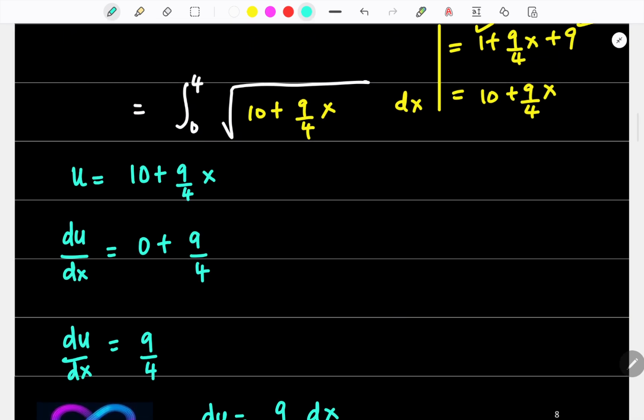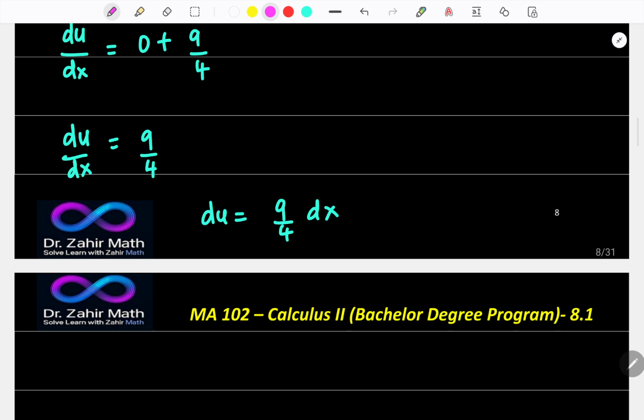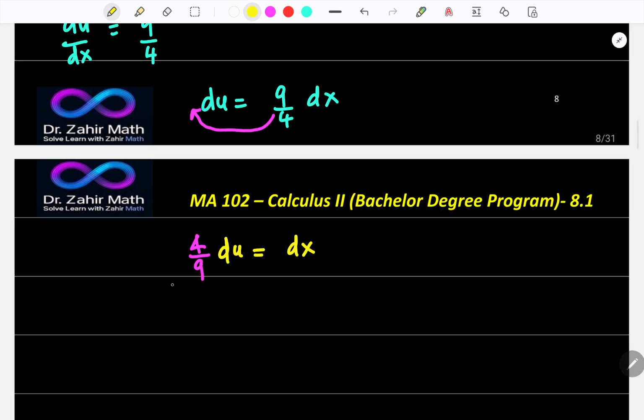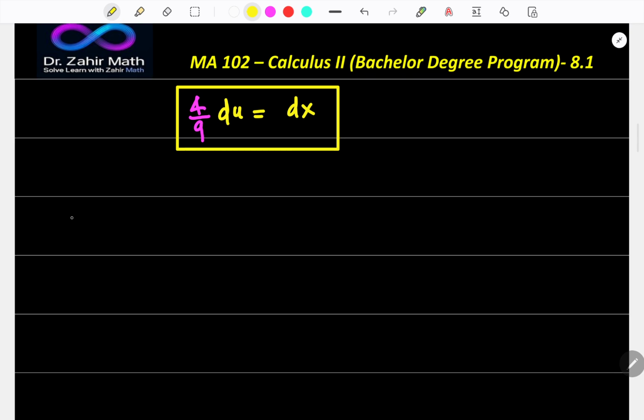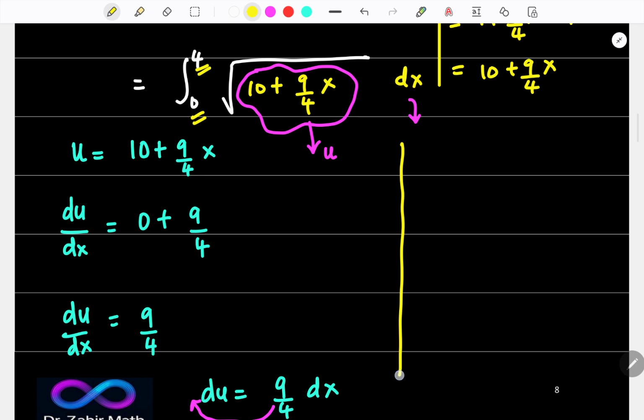So actually we want to convert everything in terms of what? u. So look here, this part will become u. And this dx, I have to get it from here, right? So what's your dx? This 9/4 goes to the other side, which will be 4/9 times du. 4/9 times du is equal to dx. Okay, right. So we got dx and then this also. So finally, you need to convert everything in terms of u. At the same time, these limits are for x, so we need to find the values for u also.